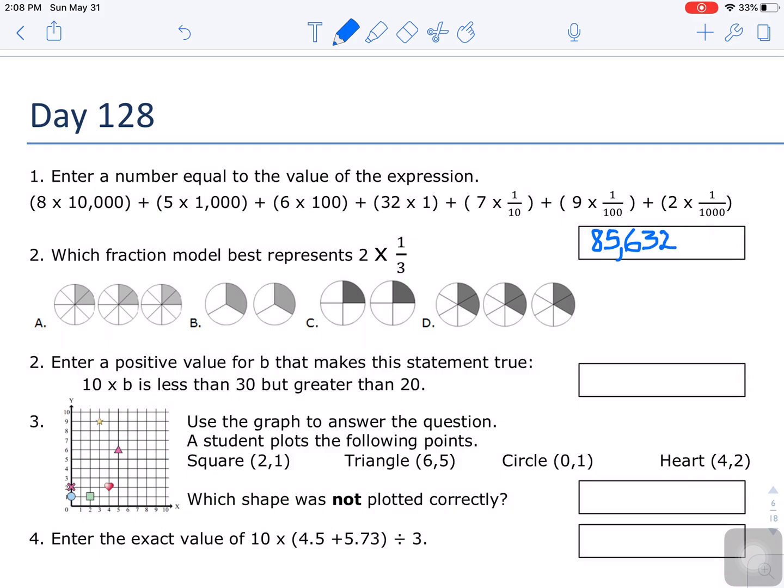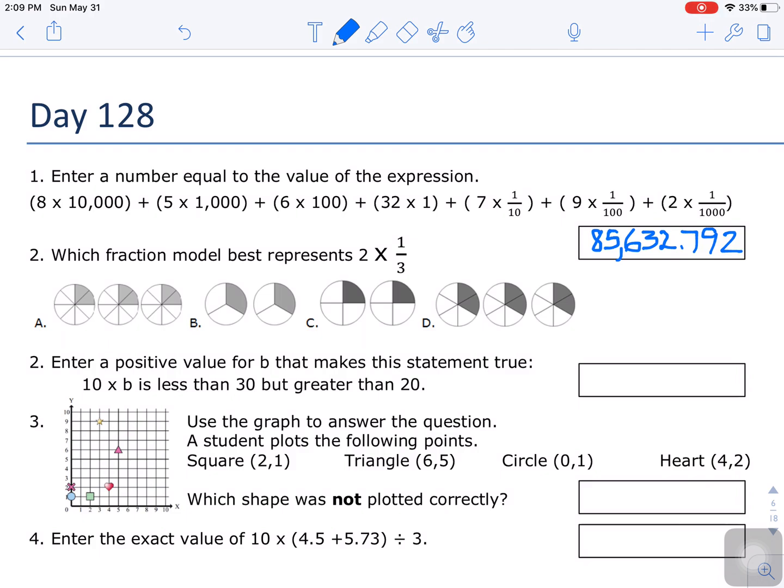Then I have my decimal place values. 7 tenths, 9 hundredths, and 2 thousandths. So, there you have it. 85,632 and 792 thousandths.